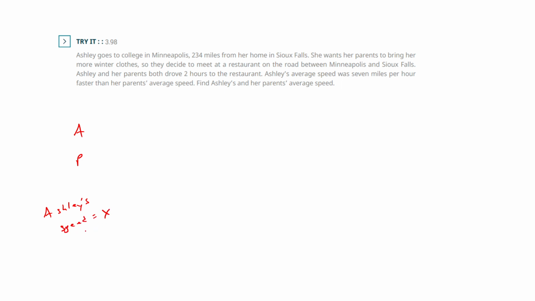Okay, Ashley's speed is, or no, sorry, this should be her parents' speed. So we're looking for her parents' speed, and we've got rate, time, and distance. So her parents are I don't know, and Ashley's going 7 faster. Okay, so they both drove 2 hours. So I'm going to put that together and make their distances.